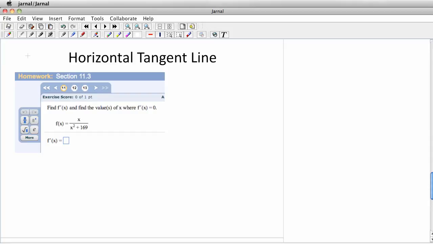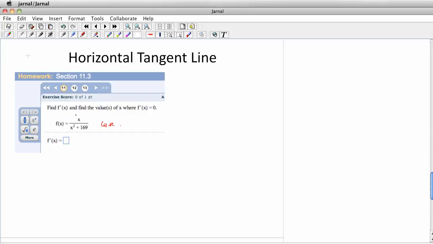And so often in the book and on the course, you'll see that question asked as, where does this function have a horizontal tangent line? Because a horizontal tangent line means a slope of 0. So first let's find the derivative. We recognize this is a quotient, and so we know we need the quotient rule.